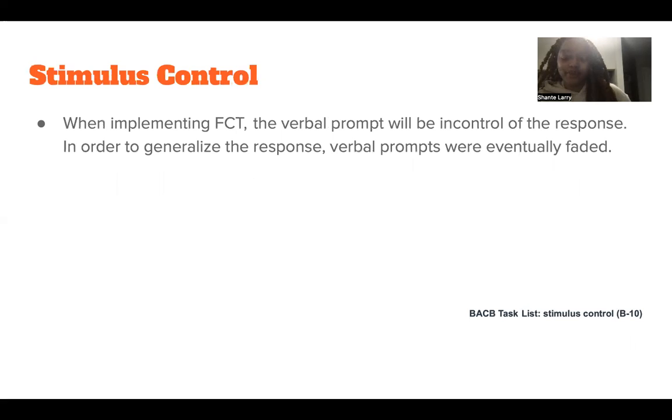Stimulus control. I have struggled with understanding this for so long, but I think I finally got it. When implementing FCT, the verbal prompt will be in control of the response. And in order to generalize the response to him just asking because he wants something, the verbal prompts were eventually faded. So that is how stimulus control was considered throughout intervention.